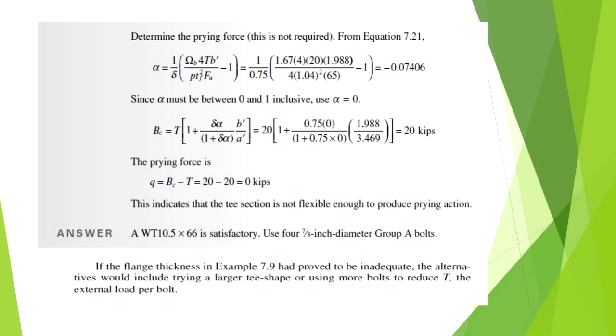If the flange thickness in Example 7.9 had proved to be inadequate, the alternatives would include trying a larger T-shape or using more bolts to reduce T, the external load per bolt.